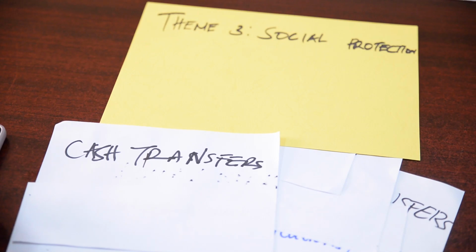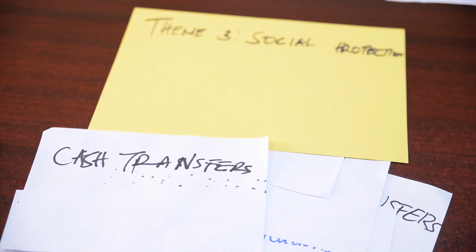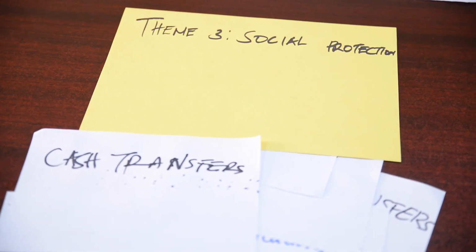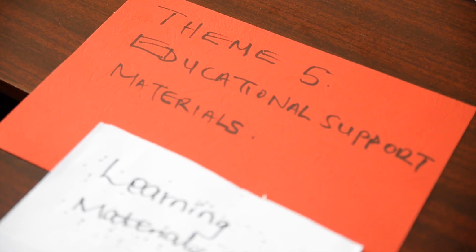And then we have another theme on social protection, where cash transfer seems to be the most mentioned. Either it means it's working. And then our last theme was on educational support. And you've given the background on some of the factors that may be a challenge.